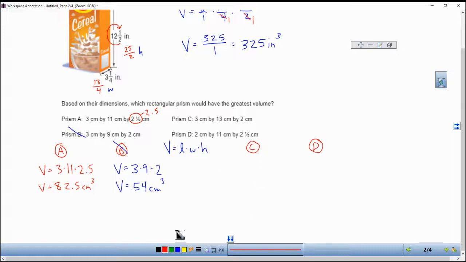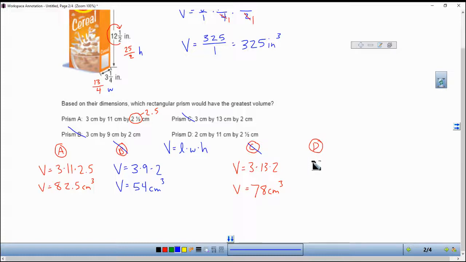All right, let's check C. C is also all whole numbers, which is nice. So we have 3 times 13 times 2, which is 6 times 13, which is 78 centimeters cubed. So this one's also out of the running because A is still greater. So C is out. Last one to check is D.